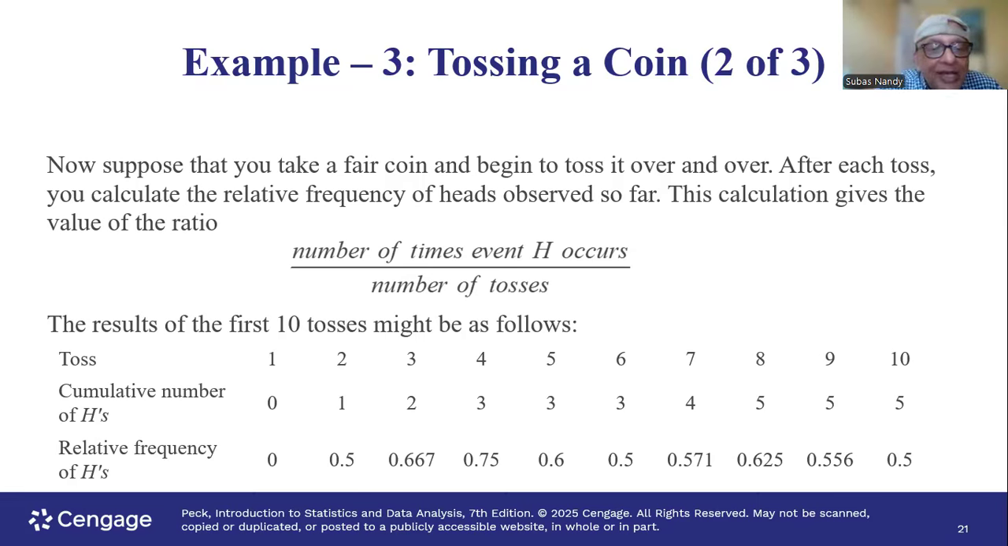Next one, you also got a head when you toss the coin 3 times. So it will be 1 plus 1, cumulative will be 2, and so forth. So what do they have in the last row of numbers, relative frequency? You're taking the cumulative number of heads and dividing by the number of tosses. 1 out of 2 is 0.5. Next one is 2 out of 3, which is 0.667. Next one is 3 heads out of 4 tosses, 0.75.